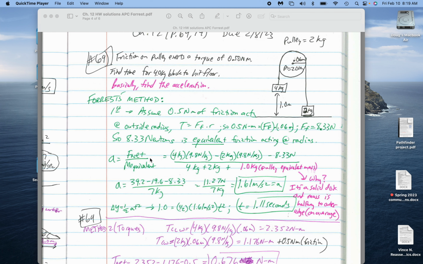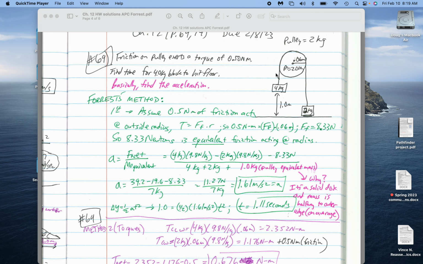If we go back to thinking in linear world, we have F net over M, but it's M equivalent. So 4 kilograms times 9.8 newtons per kilogram would cause a counterclockwise torque. 2 kilograms times 9.8 newtons per kilogram would cause a clockwise torque. That's subtracted because you're acting in opposite directions. And then you subtract the equivalent force caused by the torque related to friction. You normally would just divide that by the total mass, which is 4 plus 2 plus 2.